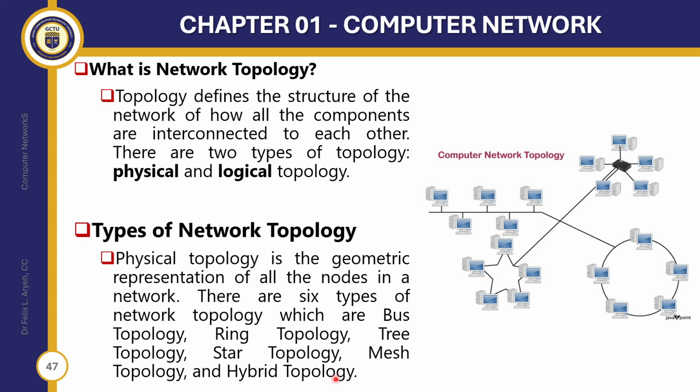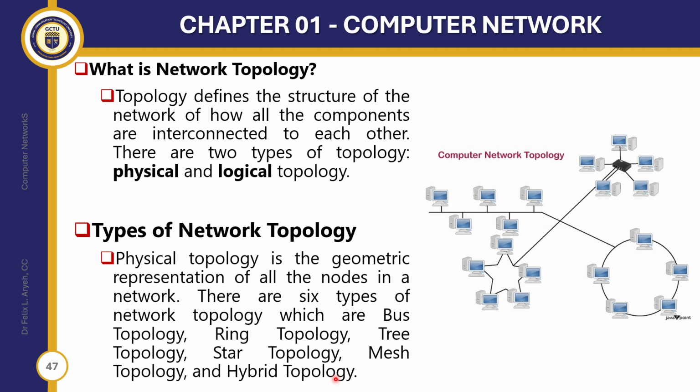So the topology defines the structure of a network, of how all the components are interconnected or connected to each other. And as I said, there are 2 main types: the physical topology and the logical topology. When you hear of the physical topology, it's more centered on the geometric representation of the nodes in the network. And a node is any device that is connected on the network.